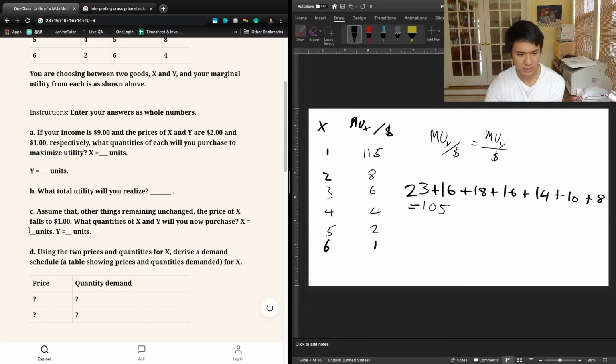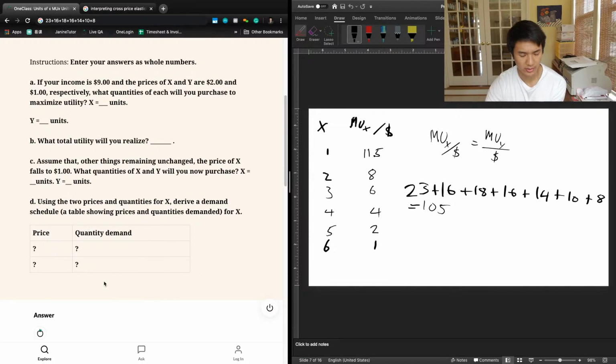And the final question says, using the 2 prices and quantities for X, derive a demand schedule, a table showing prices and quantities demanded for X. So we have price in the first column, quantity demanded in the second column for X. We had a circumstance where the price was 1 and we demanded 4 units, and we had a circumstance where the price was 2 and we demanded 2 units. And so that's going to be our fully filled in demand schedule.